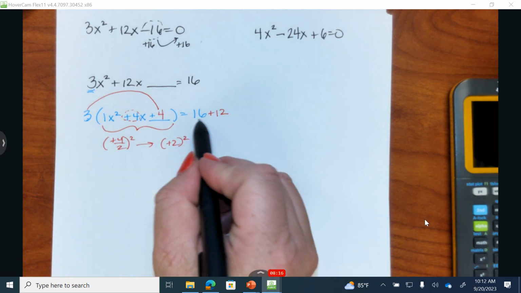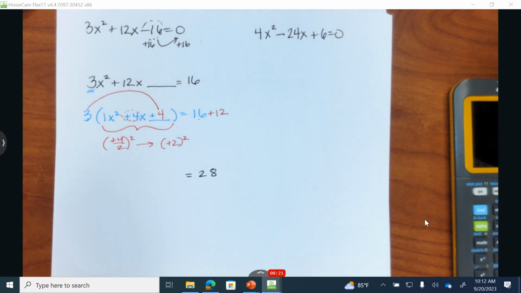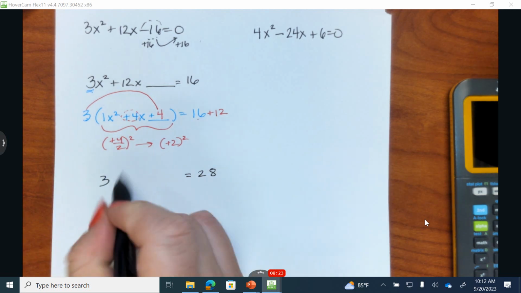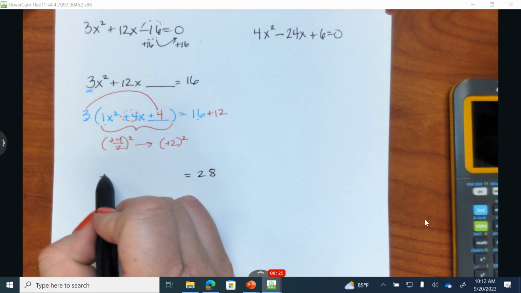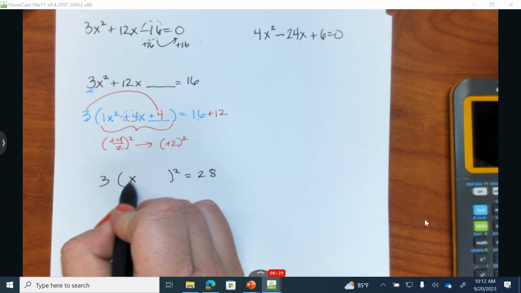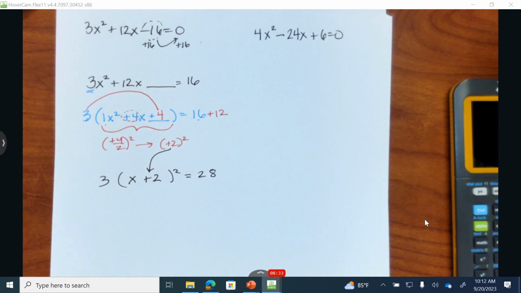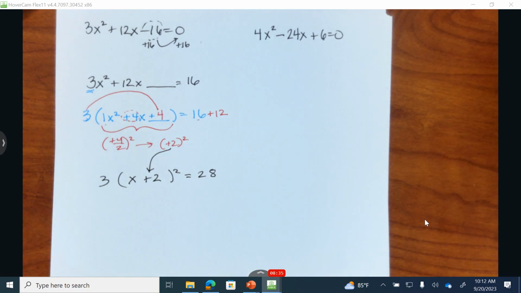Okay, 16 plus 12 is going to be 28. Now I'm going to rewrite this. Now again, I could factor this off to the side, or I could recognize that the quick way of doing this is to write x plus 2. All right, so my next step then is going to be to solve for x.